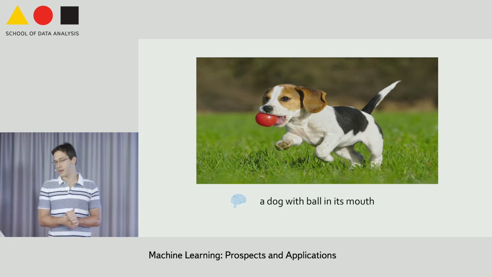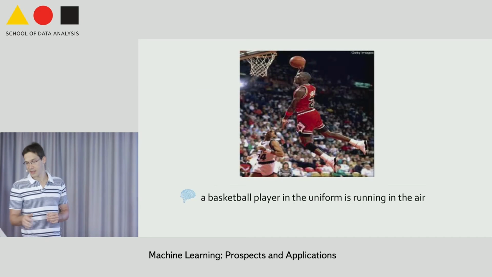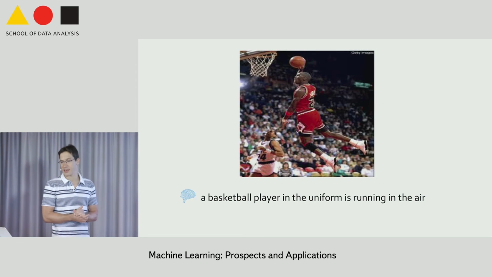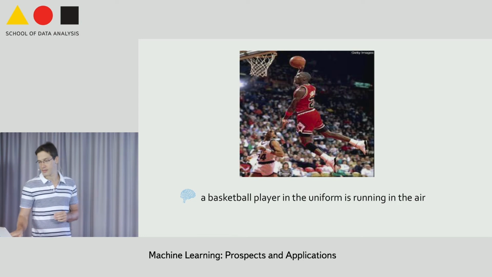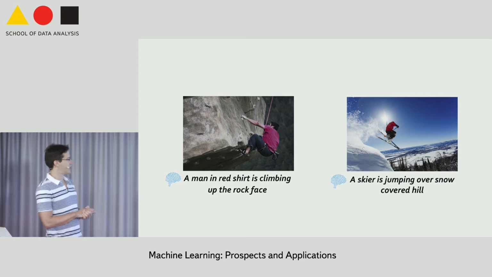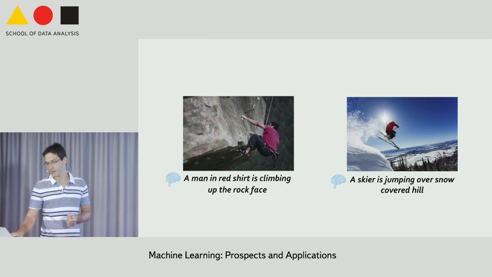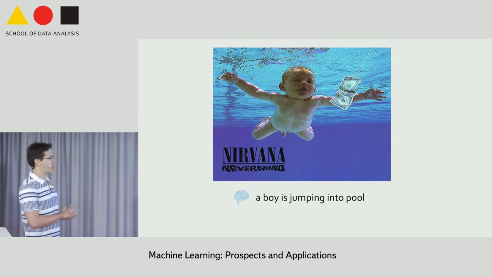So this is a dog with ball in its mouth. This is a basketball player in the uniform is running in the air. Here are a few more outdoor images. A man in red shirt is climbing up the rock face. A boy is jumping into pool.